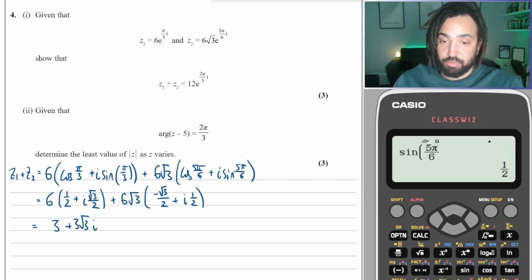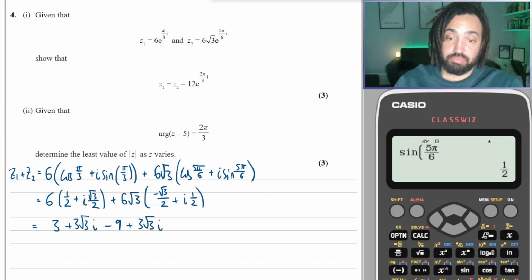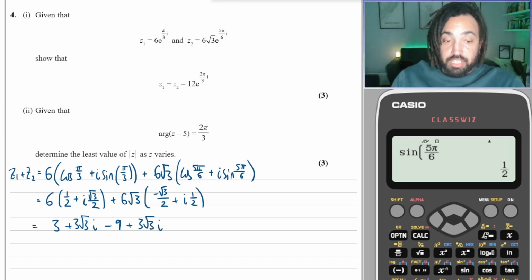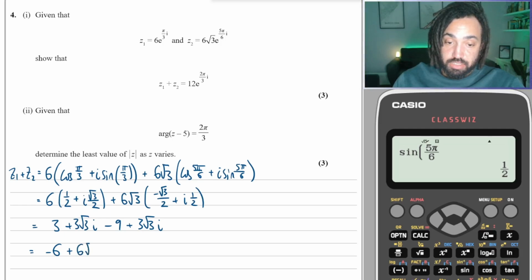And here, root 3 times root 3 is 3. There's a minus there. And 6 over 2 is also 3, so it's minus 9. And we have a half times root 3 times 6, which is 3 root 3. So plus 3 root 3 i. Okay, so what do we get in total? Add up the reals, we get minus 6. Add up the imaginaries, we get 6 root 3 i.